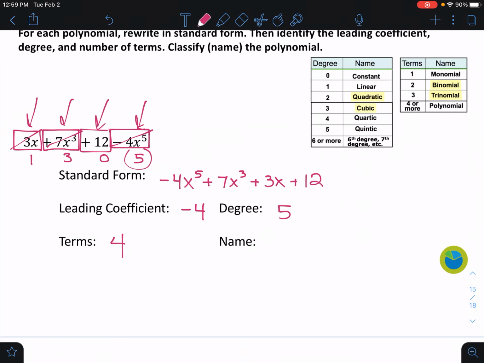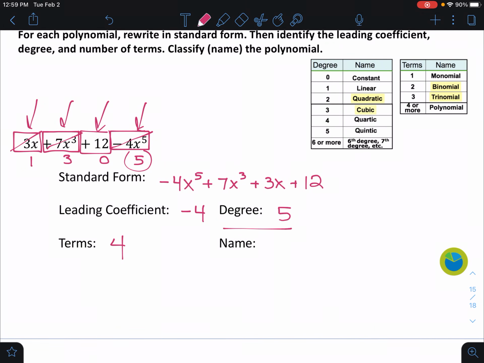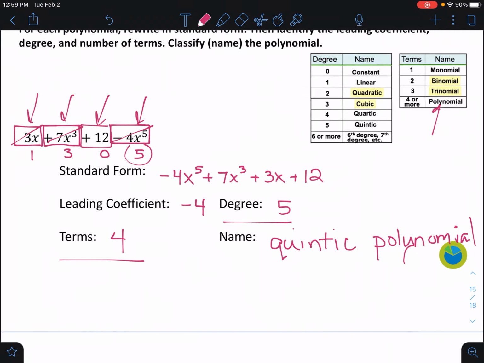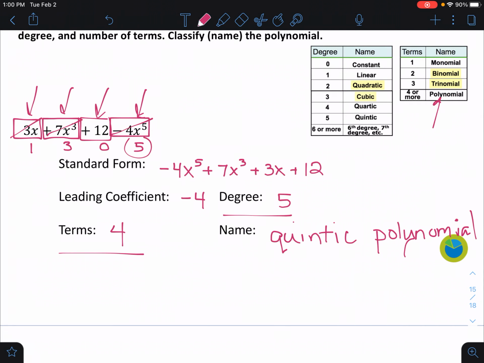Okay. So now you're going to name that. Make sure you use the degree and the terms to name. You should have 2 parts to every name. So I'm going to use those 2 charts. Degree 5 says quintic. So I'm going to say quintic. And then 4 terms, it says it's a polynomial. Okay, so I'm going to write quintic polynomial. Okay, and that's the name. So now we've done everything we need to do for that. Okay, lots of information, but hopefully that's pretty easy and you can handle that.